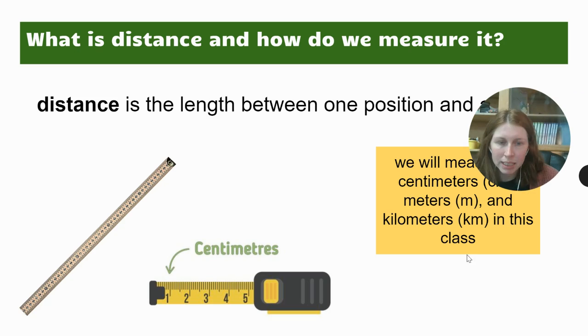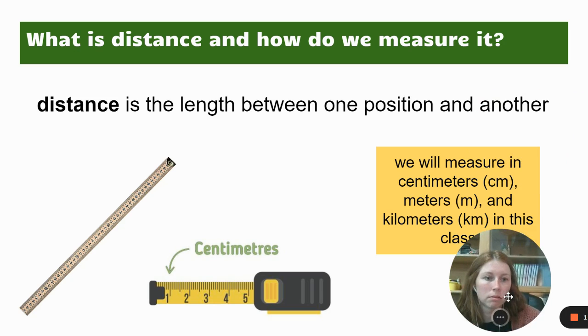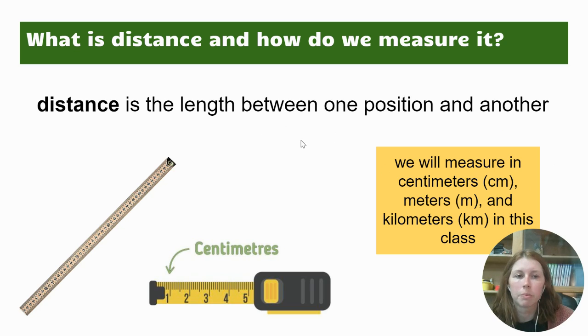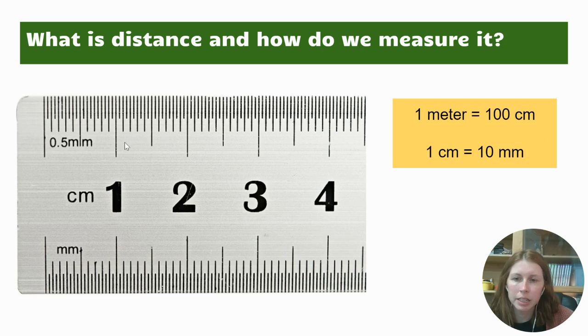So distance, that is the length between one position or one point to another. We're going to use centimeters, meters, kilometers, or millimeters, and we use a meter stick to do that. Here is just a quick review. 1 meter equals 100 centimeters. So a meter stick has 100 centimeters in it, and 1 centimeter equals 10 millimeters. And that's what's nice about the metric system: it all uses base of 10.